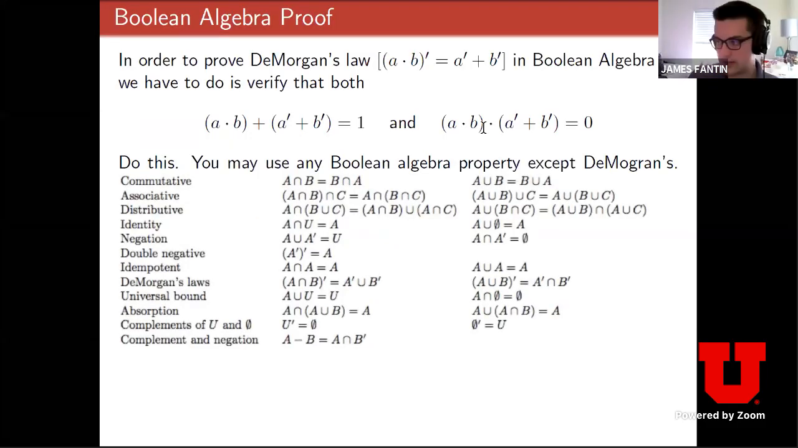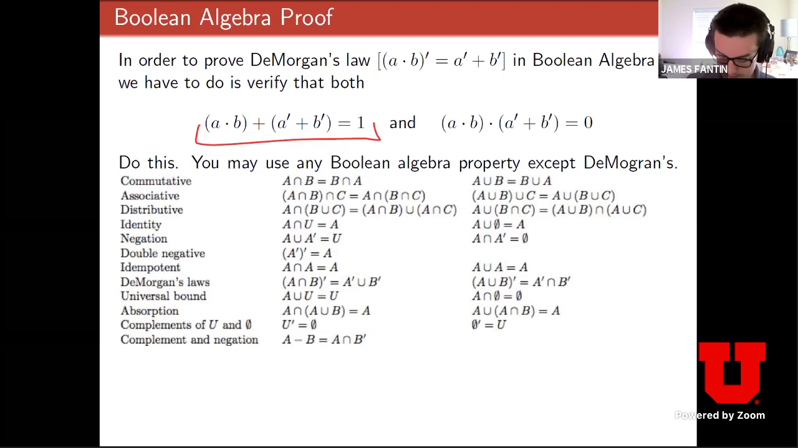So here we're shown how we can prove De Morgan's law in Boolean algebra, so that (A times B) complement is equal to A complement plus B complement. In order to do this with Boolean algebra, we just have to verify that these two properties are true. And once we verify that these two properties are true, then we will have proven that De Morgan's law is true.